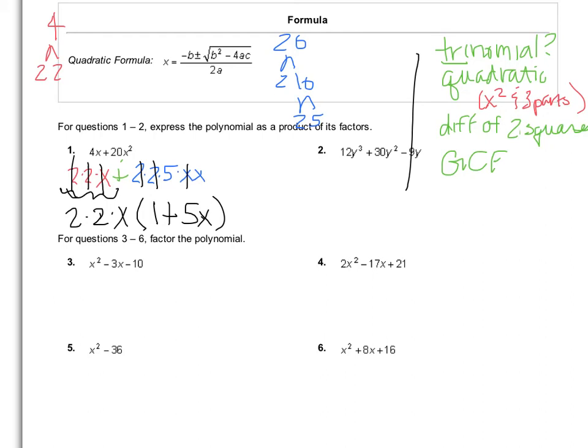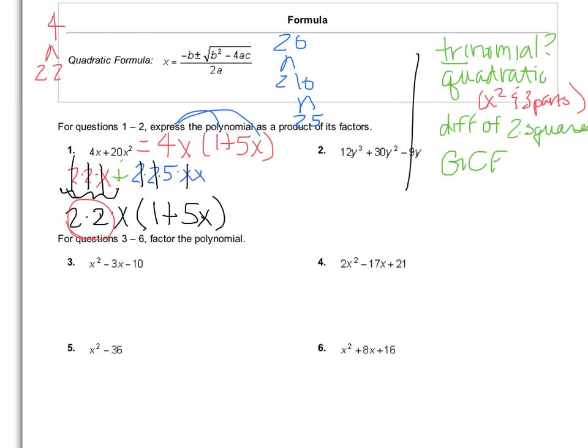I'm going to go ahead and simplify this beginning part over here because I can multiply 2 times 2 and it'll give me 4. So it becomes 4x times 1 plus 5x. If I want to check my math, I could go ahead and distribute that back in and see if I really did get 4x plus 20x squared, but I promise you will.